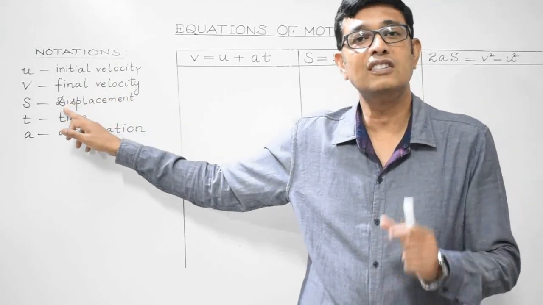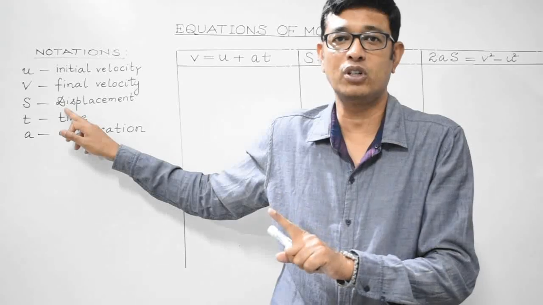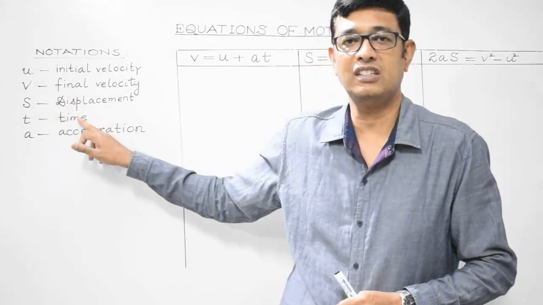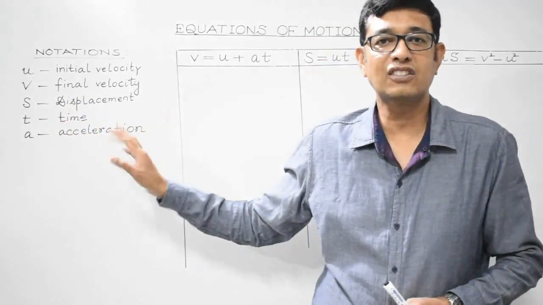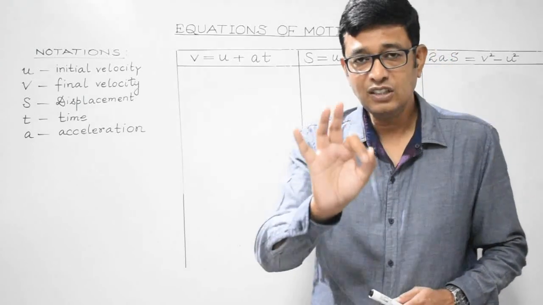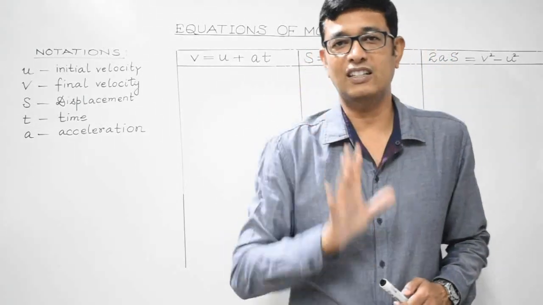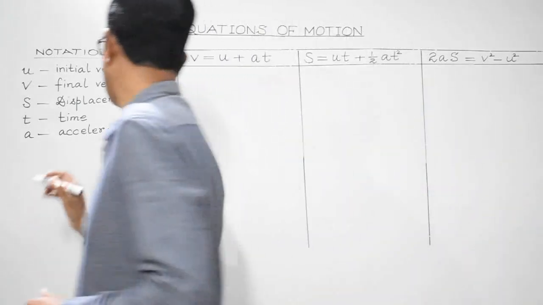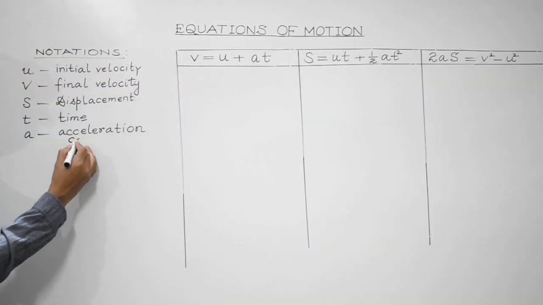s is the displacement covered by the body during time t. And a is the acceleration. And since we are considering uniformly accelerated motion, therefore acceleration is constant. It is constant.